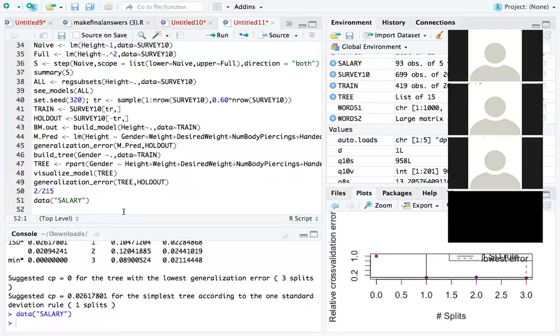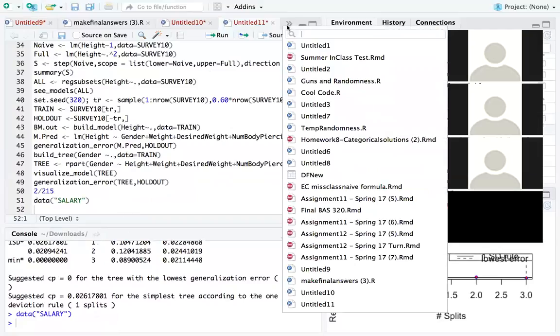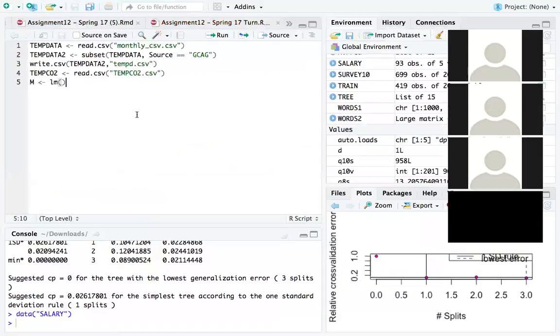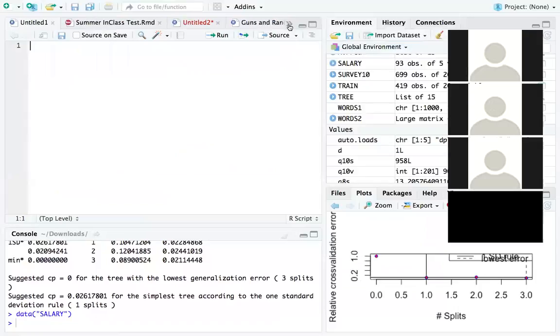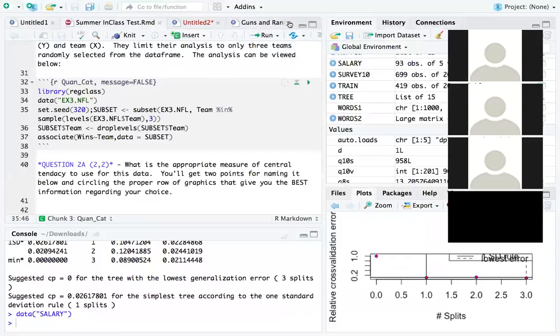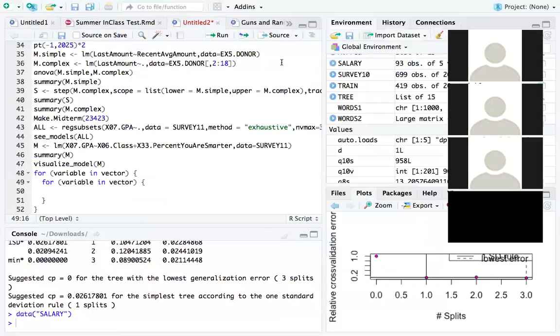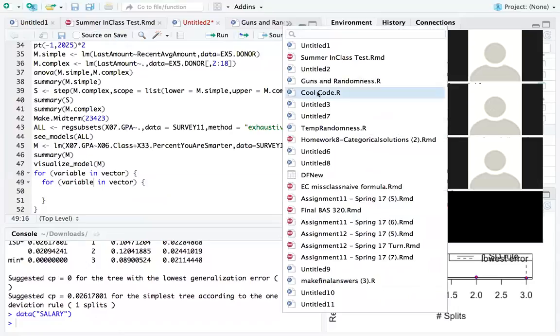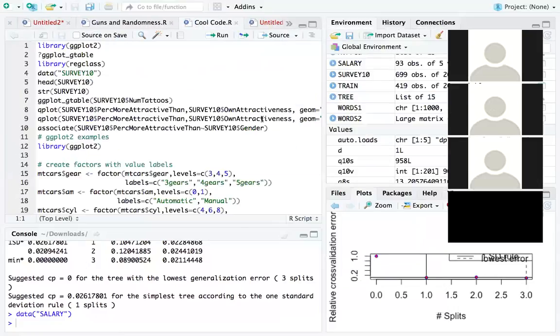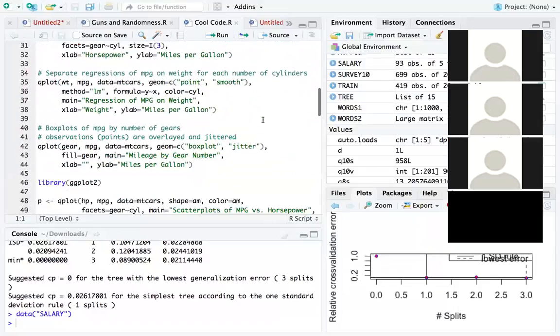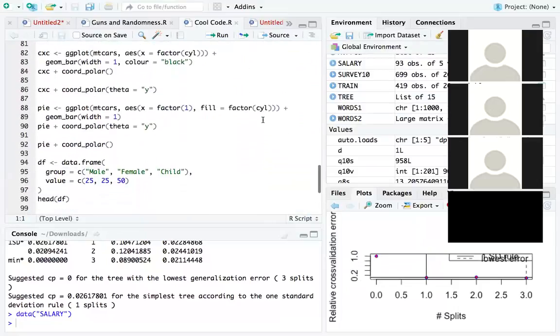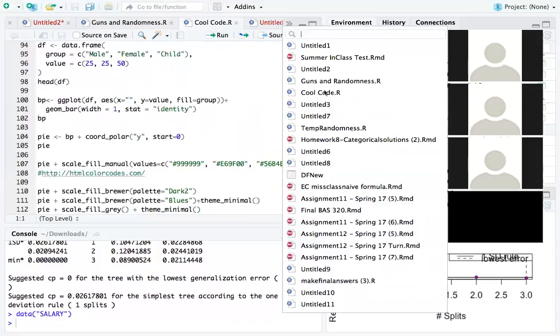Actually, where's my temp data? Let me pull this up. Temp randomness, here we go. So there's some time series data. Does this not have everything? Where's my other stuff for the temp data? I'll show some time series stuff if I can find it. We'll give a quick look and look at a real time series model right here.